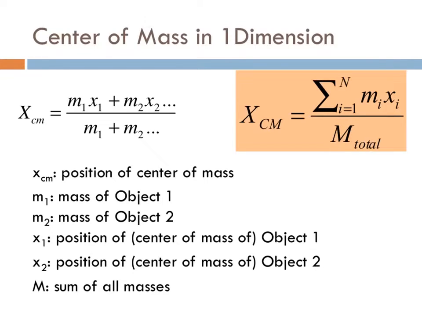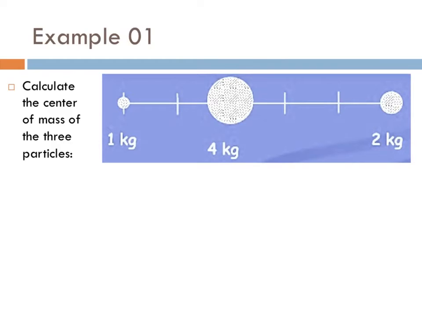In shorthand, it is the summation of your mass times its x position, in this case, divided by your total mass. To spell it out, it would be mass 1 times position 1 plus mass 2 times position 2, all divided by mass 1 plus mass 2, and then several more if you had more objects. This problem asks us to calculate the center of mass of the 3 particles.